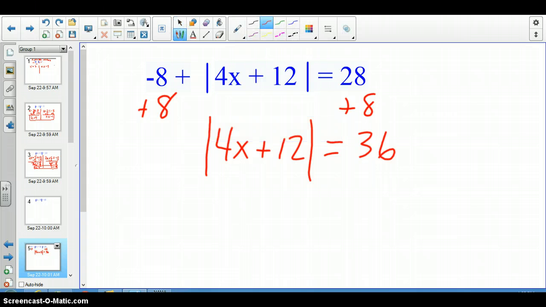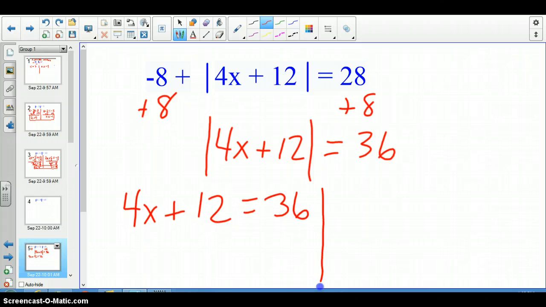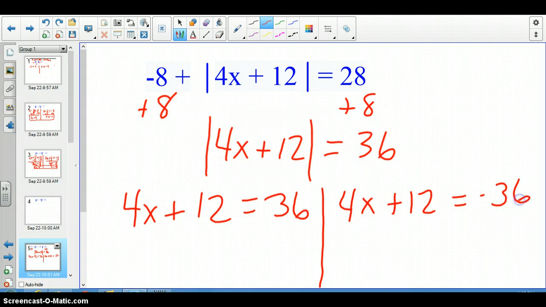Okay, so now do we have anything out in front? No. Anything underneath? No. Anything right behind? No. And 36 is positive. So now we set up our 2 equations with what we've changed. We have to get the absolute value and the contents inside of there all by themselves first before we set up our 2 equations.